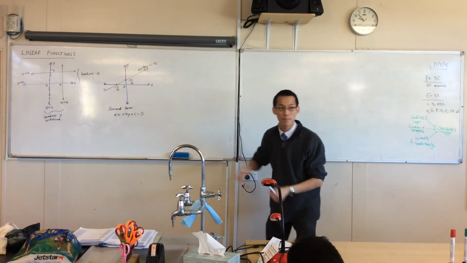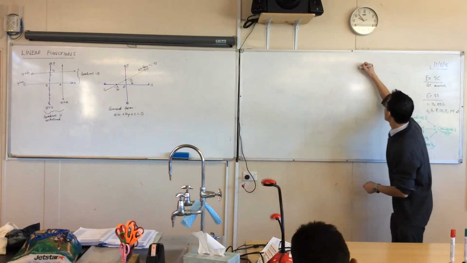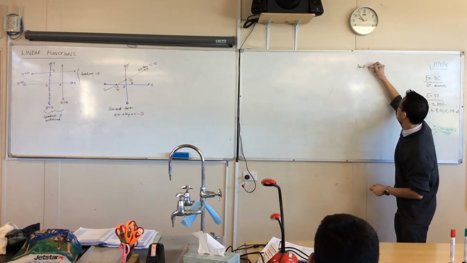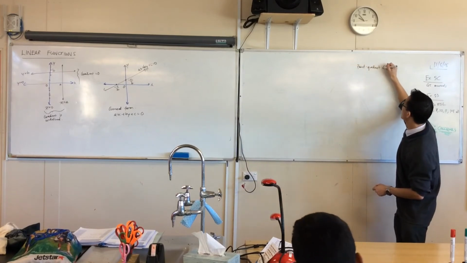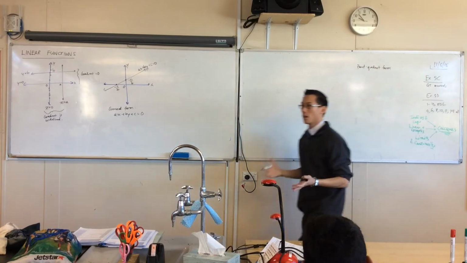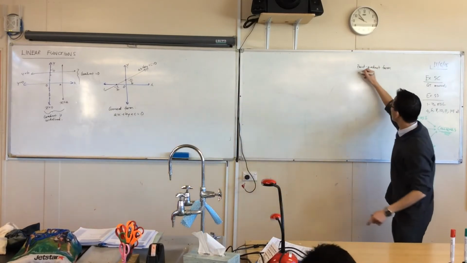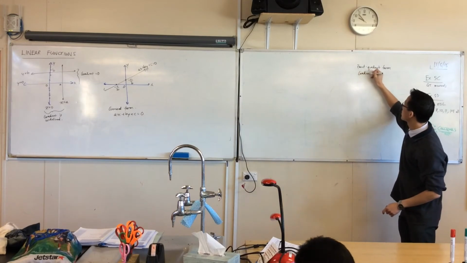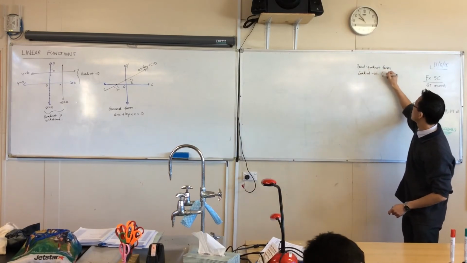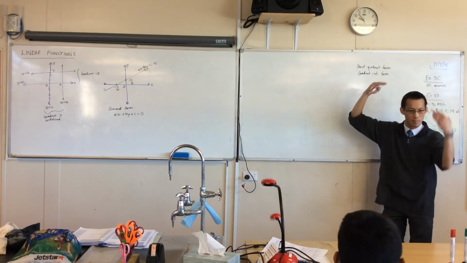Most obvious one. Okay, there's going to be point gradient form. That's usually the first one people come up with. Give me another one. Gradient intercept. Yeah, I've got gradient intercept. Gradient intercept form. So, sorry, let me put it back a little bit.